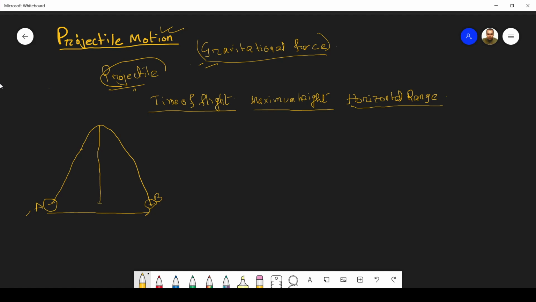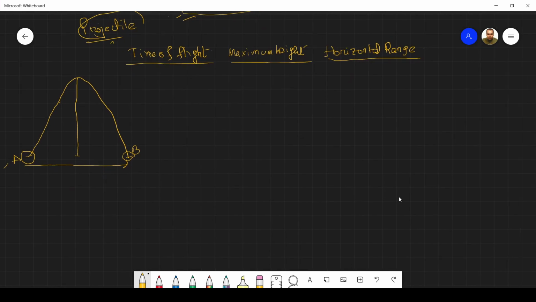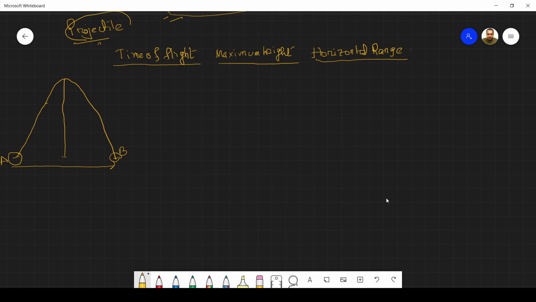Let us first start with the term time of flight. How would we calculate it? Already you have defined time of flight: for what time duration the projectile has been traveling. That is the time of flight.